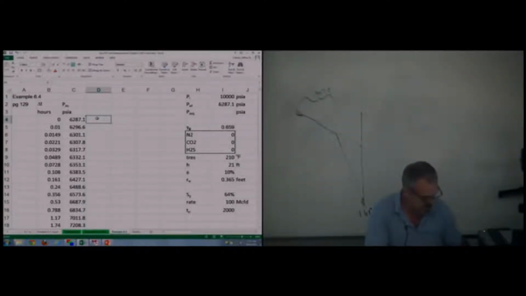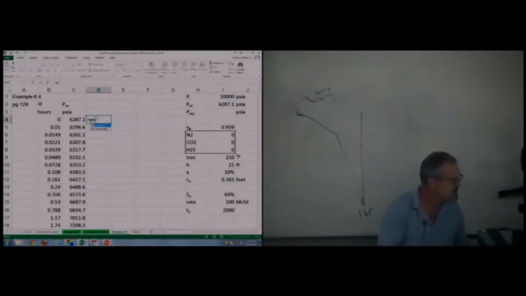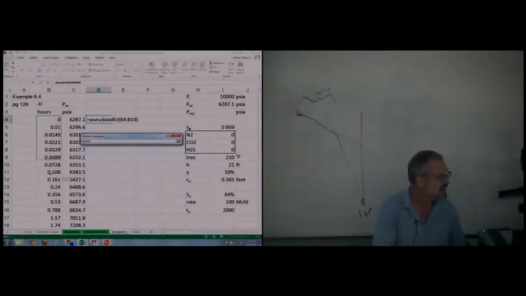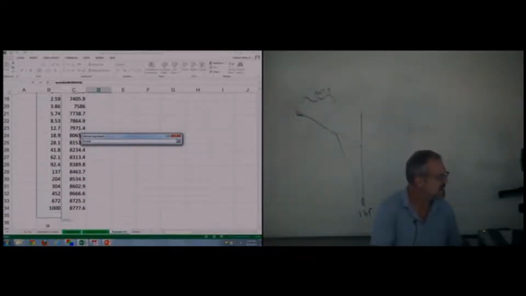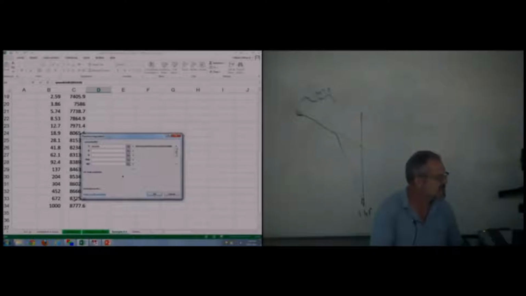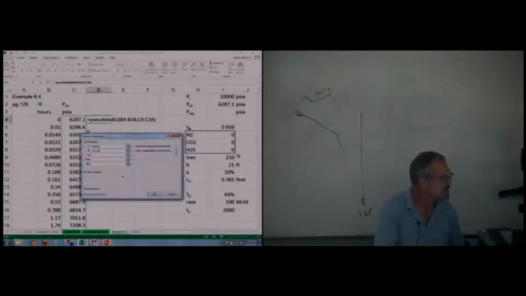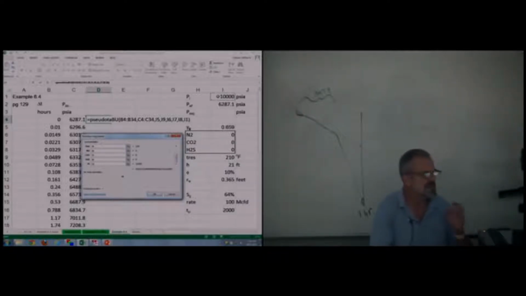Okay. Equals pseudo. Okay, there's 2 functions, pseudo TA and pseudo TA buildup. Double click, hit F in my dialog. I got to highlight all my times, and then all my pressures. Gravity, reservoir temperature, N2, CO2, H2S, and it wants initial pressure.